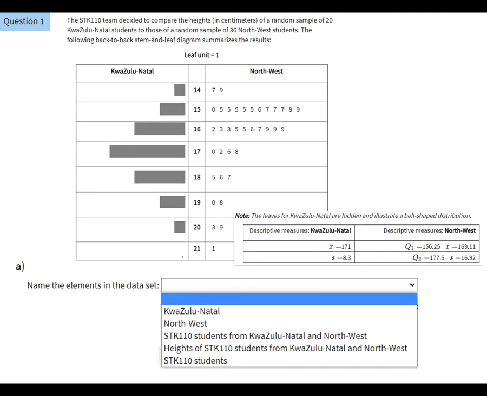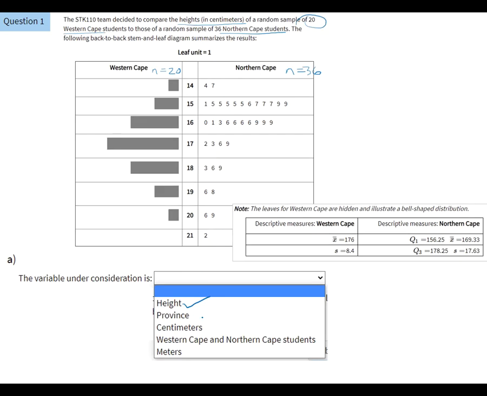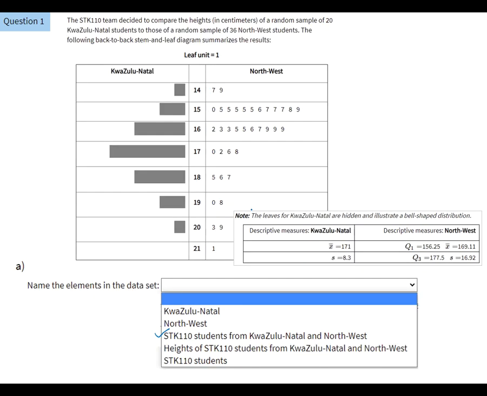In another variation, you might have been asked to tell us what the elements are. The elements, remember, are where we are getting our information from. So who are we questioning or observing to get our information? That would be the STK 110 students, but specifically, in this variation, I've given you a different data set, KwaZulu-Natal and Northwest. So we would be observing the students from KwaZulu-Natal and Northwest. For the previous one, it would have been the students from the Western Cape and the Northern Cape.